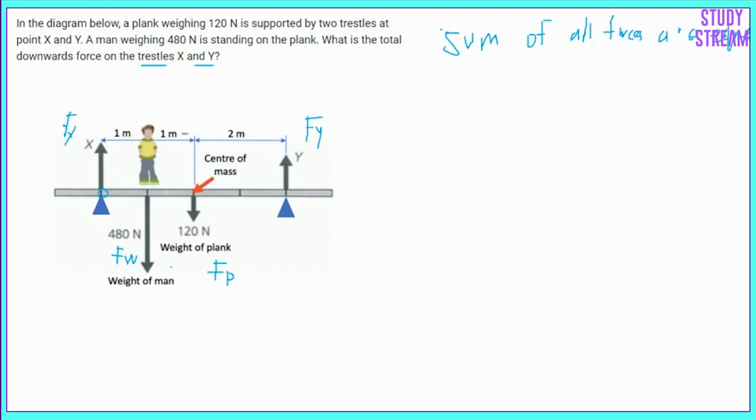So now we need to make sure we sum them in the same direction. Let's say going down is a negative force, and going up is a positive force. And Fx, we don't know if it's positive or negative. It can be either. So for now, we will say that the upward forces should be equal to the downward.